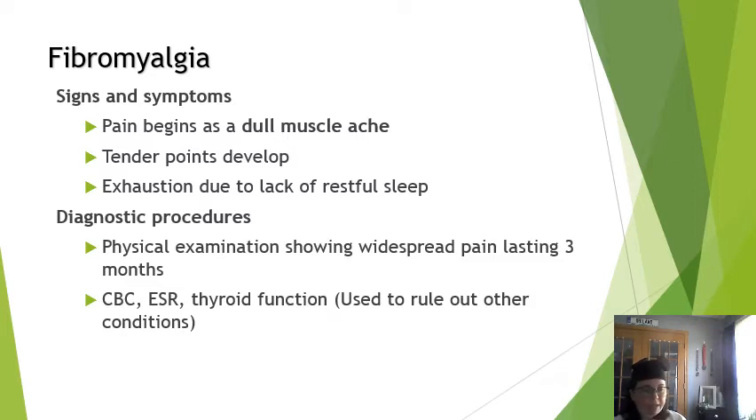Fibromyalgia starts with pain as a dull muscle ache. Then it progresses to tender joints, and exhaustion due to lack of restful sleep. A physical examination showing widespread pain lasting for 3 or more months will help with diagnosis. They'll do CBCs and ESR, thyroid functions. Those are, again, tests that are all done to rule out other conditions. And then fibromyalgia tends to be one of those last resort diagnoses.